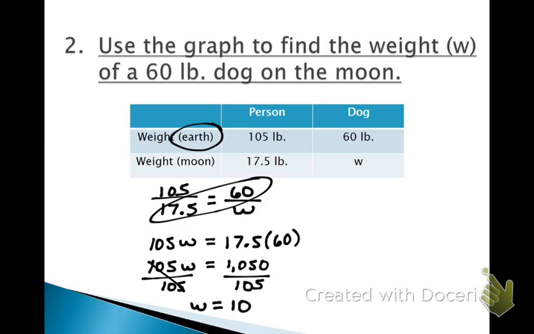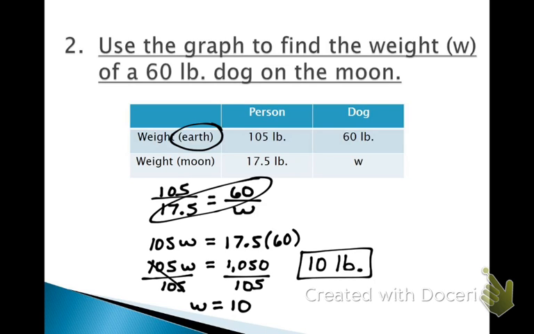Now, this is a story problem, so I'm going to go back before I just box in W equals 10. My story problem says use the graph to find the weight of a 60-pound dog on the moon. Is his weight W equals 10? What's his weight? W for 10 pounds. 10 pounds. So you want to make sure for your final answer, wherever it is that you put it, that you have told me it's 10 pounds. And that is the weight of a dog on the moon. Any questions?